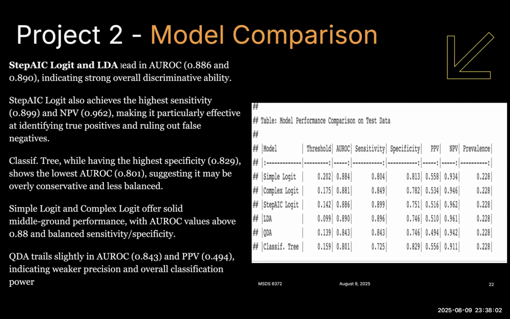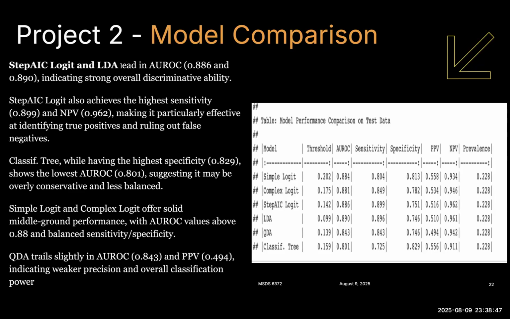Though the STEP AIC logistic regression model also achieved a higher sensitivity score, like my teammate said earlier on, we are not particularly paying attention to accuracy. We are paying attention to sensitivity and specificity because our data is imbalanced. So when we look at this, we know that STEP AIC balanced this very, very well because it has the highest sensitivity score of 89.9% and the highest net positive value of 96.2%. Which makes it particularly effective in identifying true positives. We will not waste our money when we are trying to reach out to our subscribers. And also the QDA performed worst of all of these on the test data.